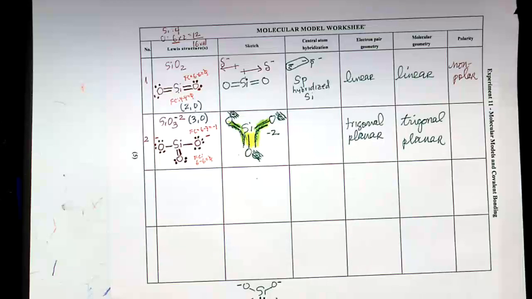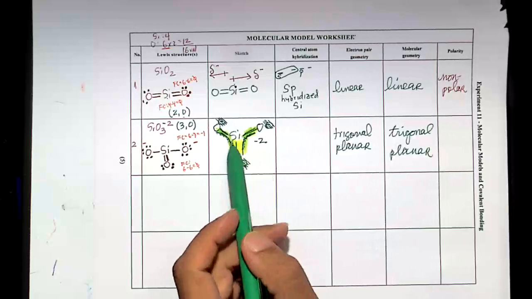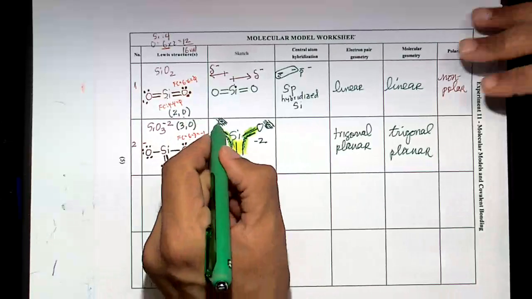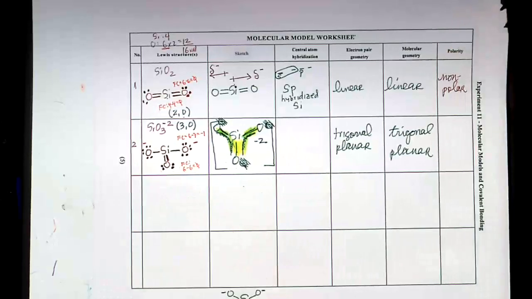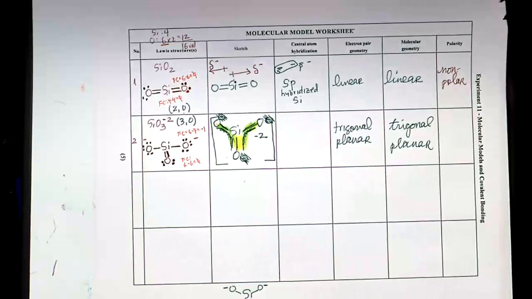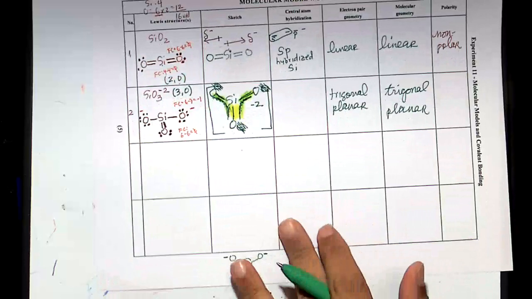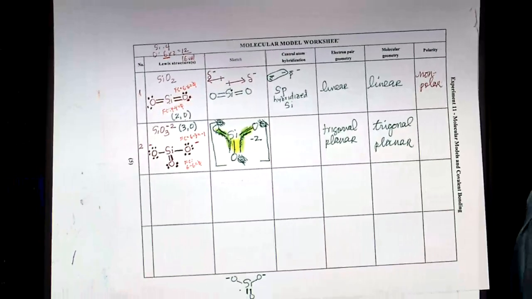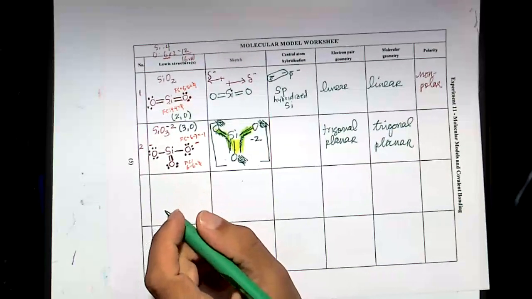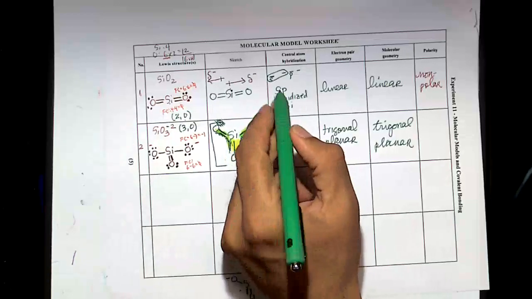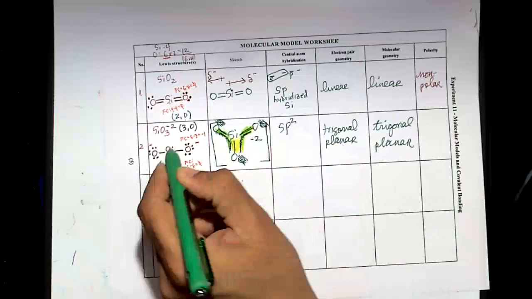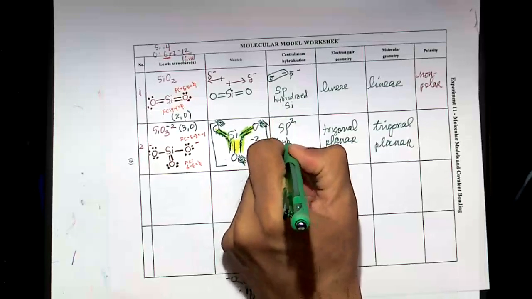So for testing purposes, it's going to be like this. But if you want to draw a hybrid, some textbooks will draw it as a hybrid like this. All right, what is the central atom hybridization? sp2. This is an sp2 hybridized sulfur. Very good.